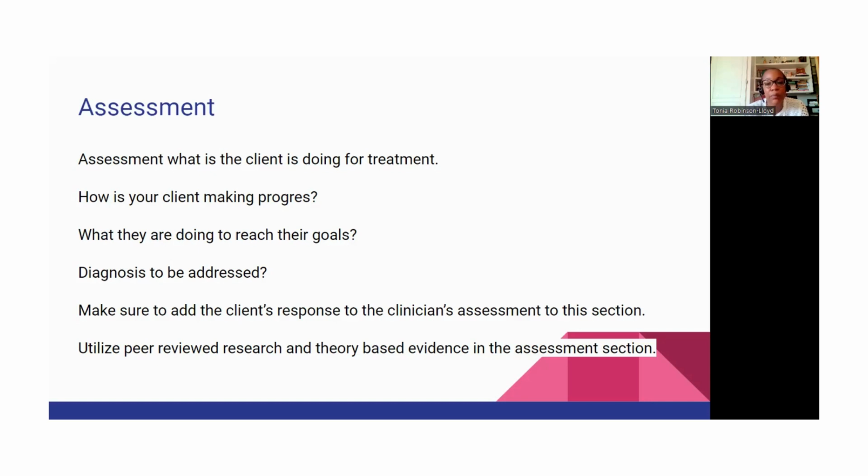How is your client making progress? With this piece, you're looking at the levels of motivation, right? So you'd know that Prochaska has a motivational model, whether they're in the pre-contemplative, contemplative, or action stage of change, and being able to document where they're at. We do have actual assessments that you could provide your clients with to test their readiness for change. What are they doing to reach their goals, right?